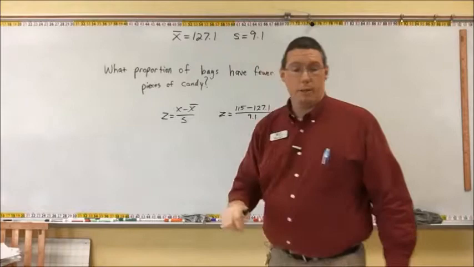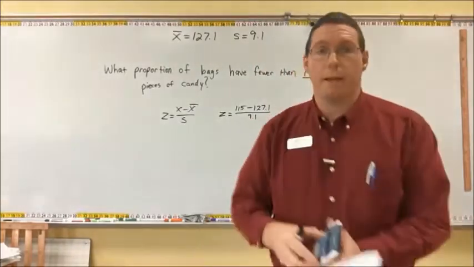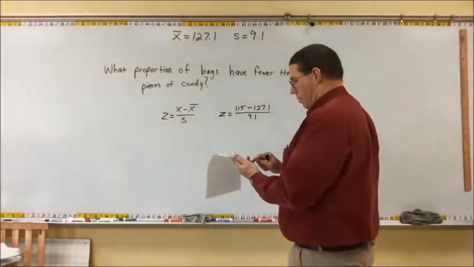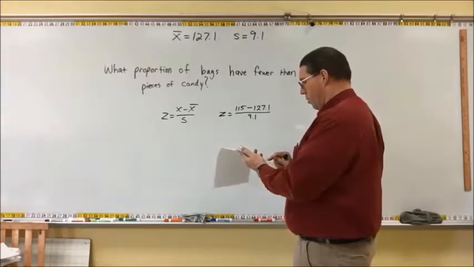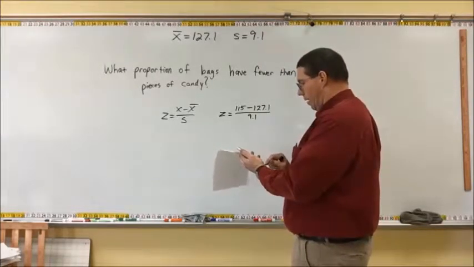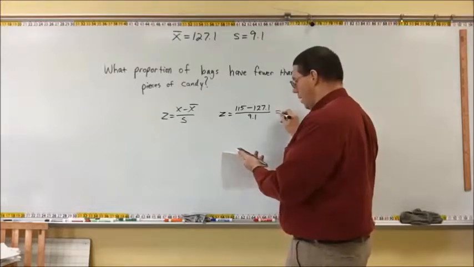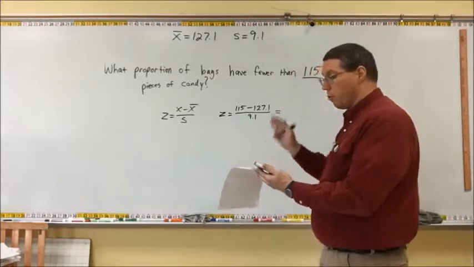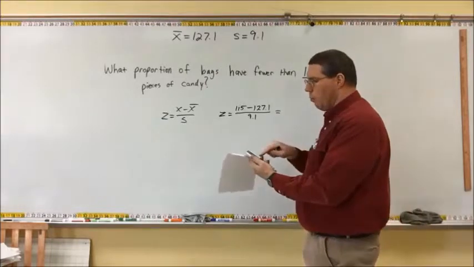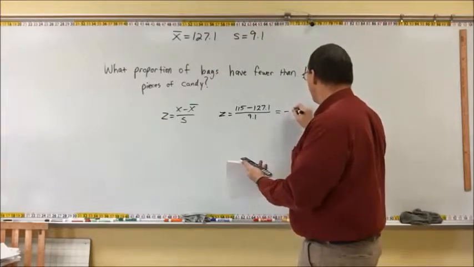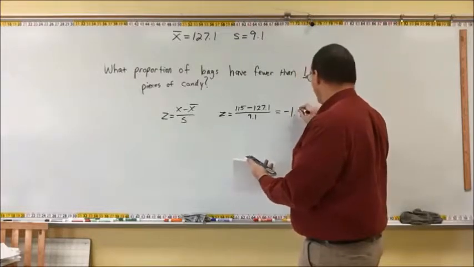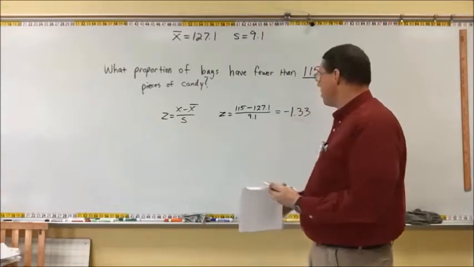We're going to need a calculator to calculate that. So I'll get a calculator, and we're going to do 115 minus 127.1, enter. Then I'm going to divide that by 9.1, and I get a z-score. Now remember, I need to round my z-score to 2 decimal places. I get negative 1.32967, but that's going to be rounded to negative 1.33. So that's my z-score.